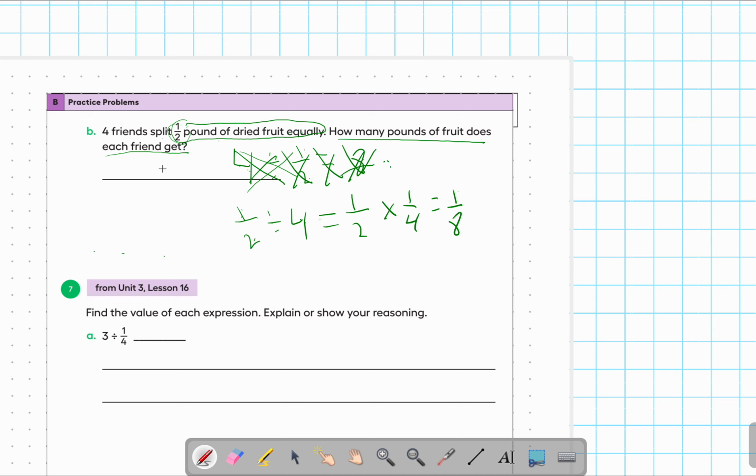So again, when we solve a word problem, we have to assess the reasonableness of our answer to notice whether our answer makes sense to what the problem is asking.